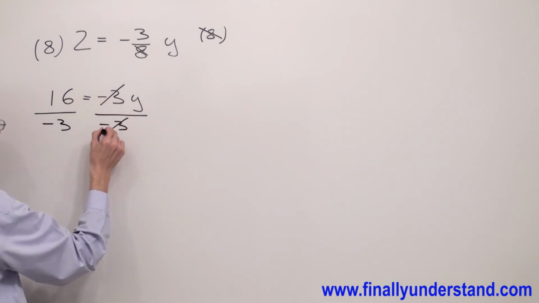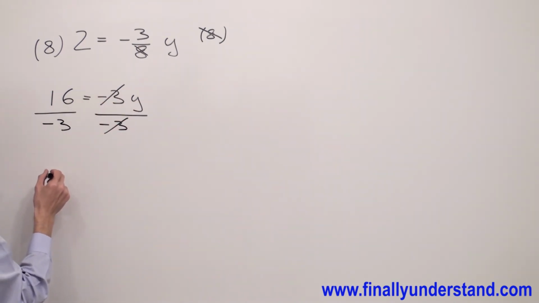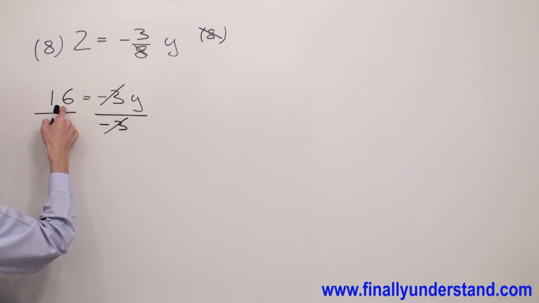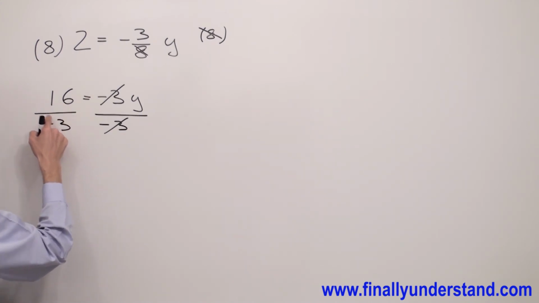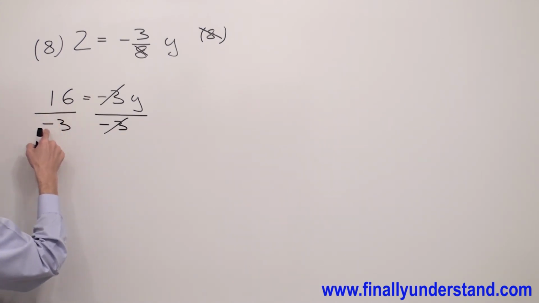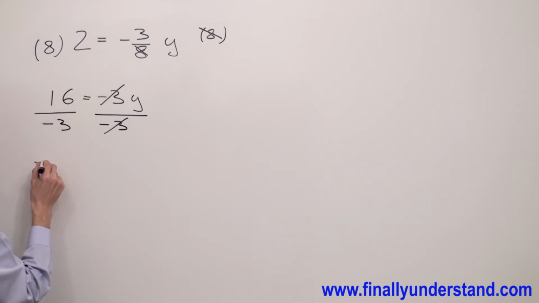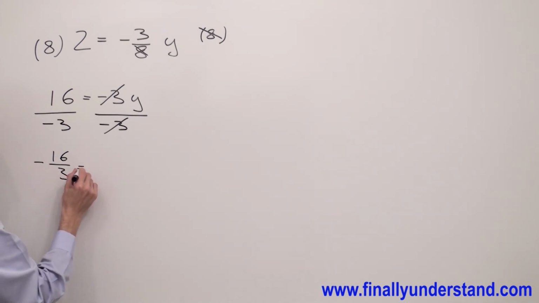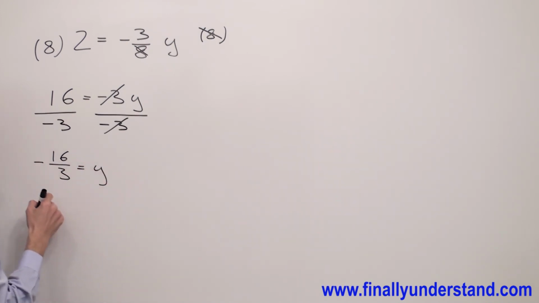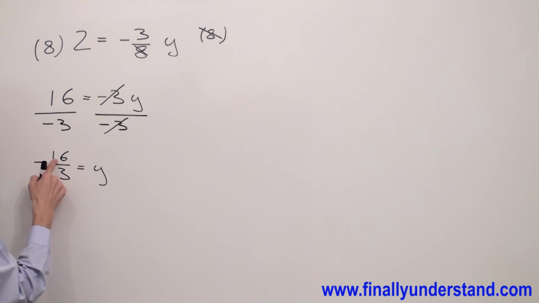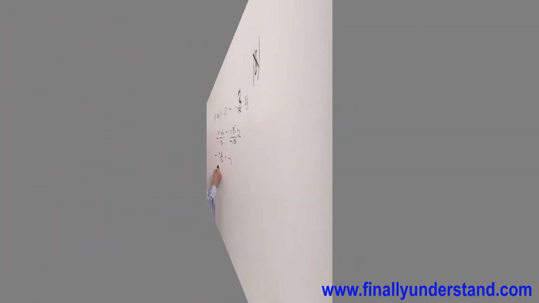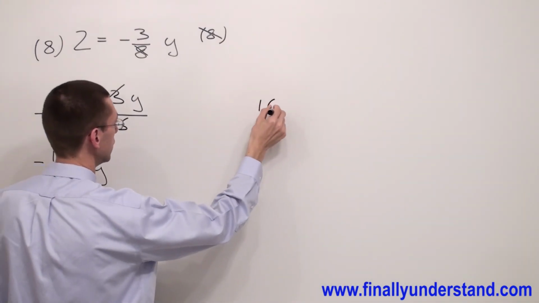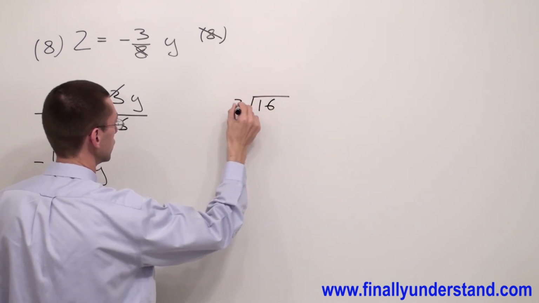Negative 3 and negative 3 will cancel out. And I'm going to end up with 16 divided by negative 3. Positive divided by negative will give me negative, and 16 divided by 3 equals y. Now, this is an improper fraction. In order to convert an improper fraction to a mixed number, we're supposed to divide 16 by 3.